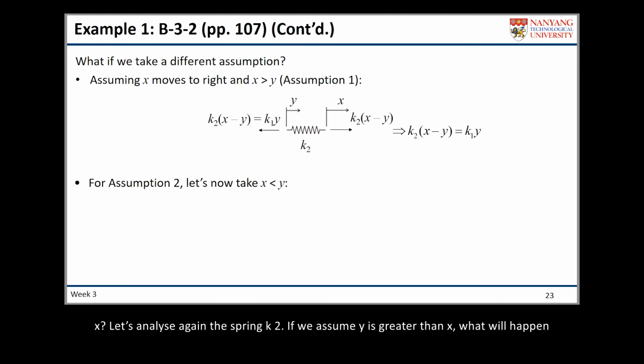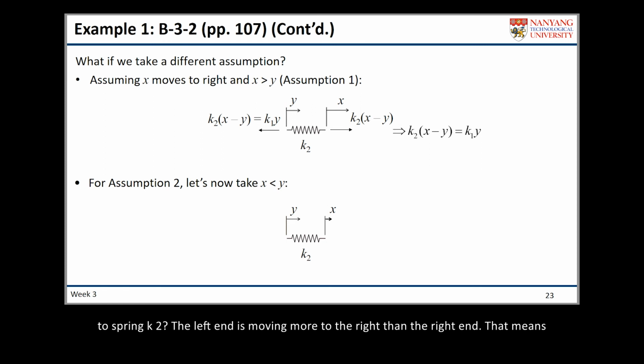Let's analyze again the spring K2. If we assume y is greater than x, what will happen to spring K2? The left end is moving more to the right than the right end. That means spring K2 is compressed, isn't it? If spring K2 is compressed, what is the direction of the force applied to the spring? Of course, the force is pointing in the inward direction.